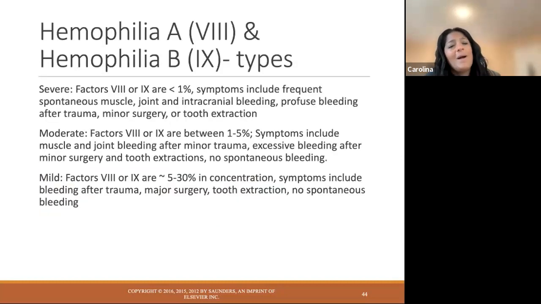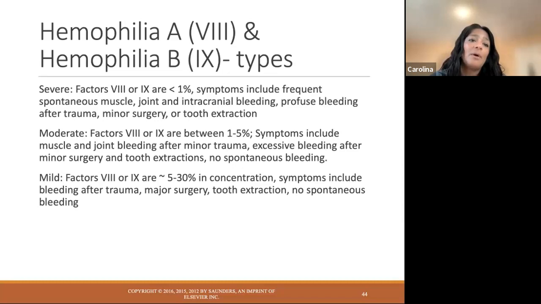All right, so let's talk about these conditions. We know hemophilia A is a deficiency of factor VIII, and hemophilia B is a deficiency in factor IX. There are 3 different categories that pertain to both of them: severe, moderate, and mild forms of hemophilia. When we look at the factors, we always assess the level of activity, and that's usually given to us as a percentage. So you're looking at the percent level of activity of the factor.